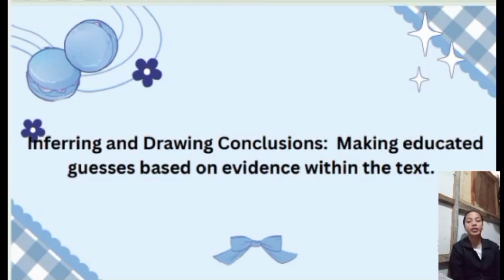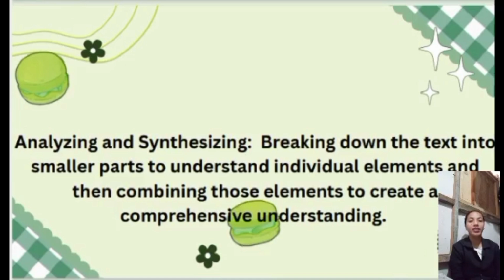The fourth one is analyzing and synthesizing. This is a two-stage process. First is analyzing, which involves breaking down the text into its constituent parts, for example, arguments, evidence, examples, and so on. And synthesizing involves putting those parts back together to create a unified understanding of the whole.